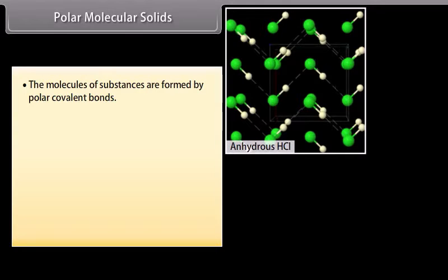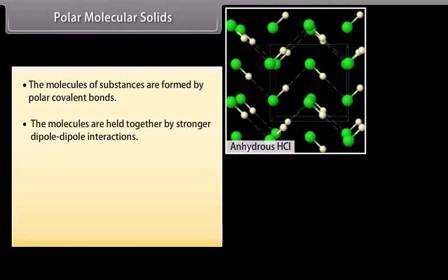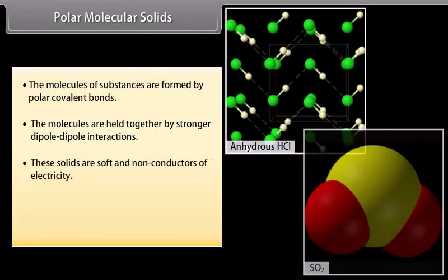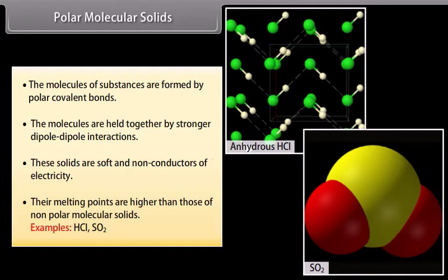Polar molecular solids. The molecules of these substances are formed by polar covalent bonds. The molecules are held together by stronger dipole-dipole interactions. These solids are soft and non-conductors of electricity. Their melting points are higher than those of nonpolar molecular solids. Examples, HCl, SO2.